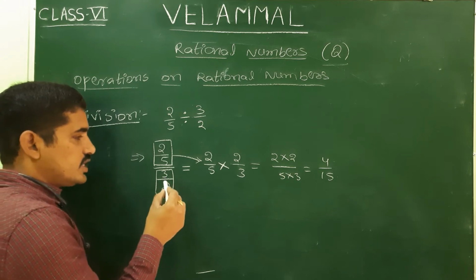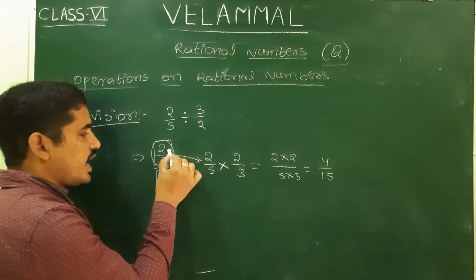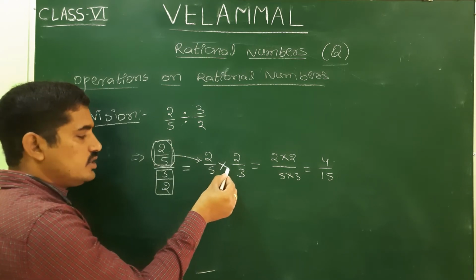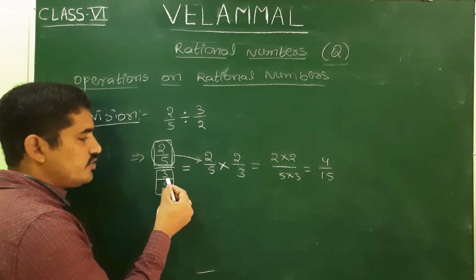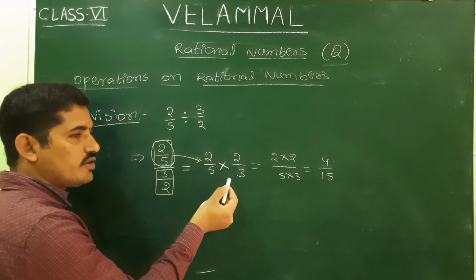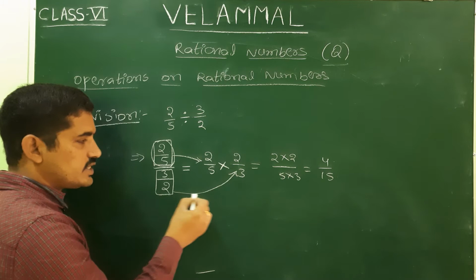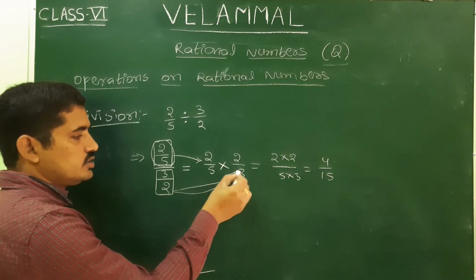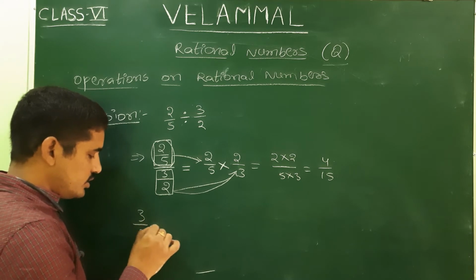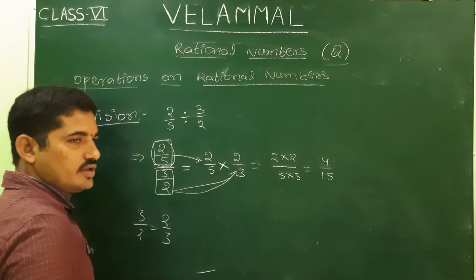See, once again I am explaining. First we take the numerator fraction as it is, and we multiply it with the reciprocal of the denominator fraction. The numerator fraction will be multiplied with the reciprocal of the denominator fraction. 3 by 2's reciprocal will be 2 by 3. So we will get the answer as 4 by 15.